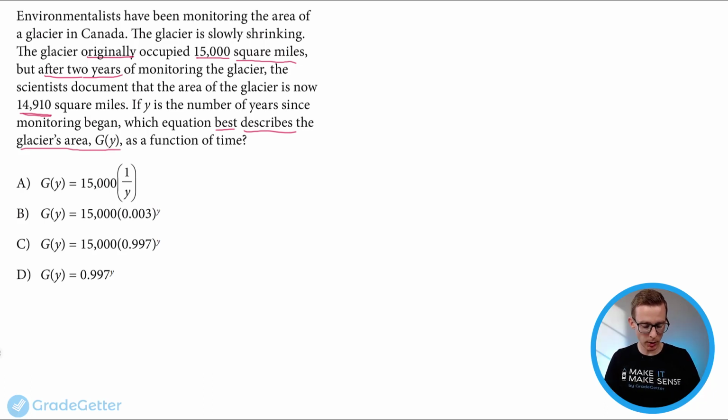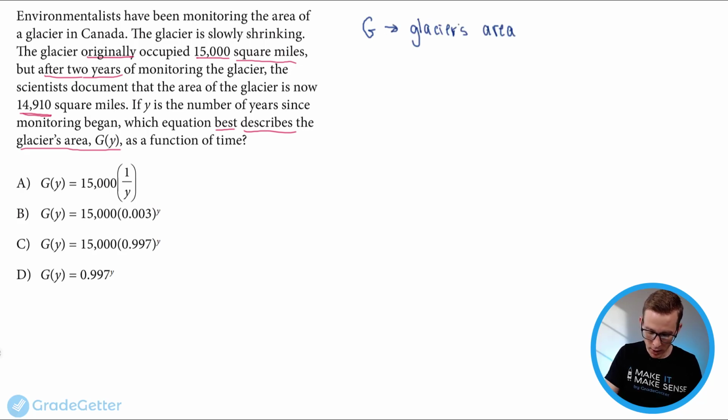So when trying to come up with an equation or a function, I think it's most helpful to figure out what your variables represent. So first of all, g is going to be the glacier's area, and y is going to be, I think they say, the number of years since monitoring began. So y is going to be number of years.